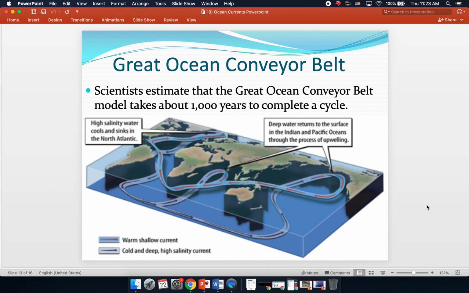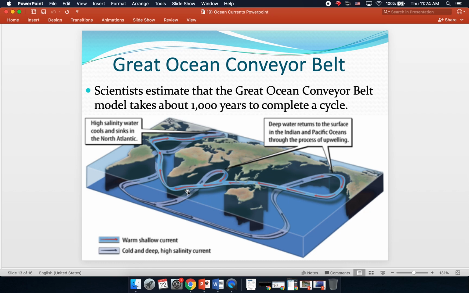And again, by salinity, we mean saltiness. Scientists estimate that the Great Ocean Conveyor Belt model takes about 1,000 years to complete a cycle. So you can imagine a deep water current that has to go through this whole pattern that you see here. To go through one time probably takes one parcel of water 1,000 years to make the entire trip. Here they're explaining that high salinity, very salty water cools and sinks in the North Atlantic, and then deep water returns to the surface in the Indian and Pacific Ocean through the process of upwelling, and that water is warmed and travels along this Great Ocean Conveyor Belt.